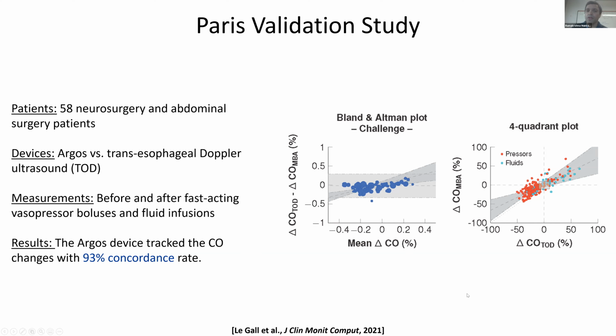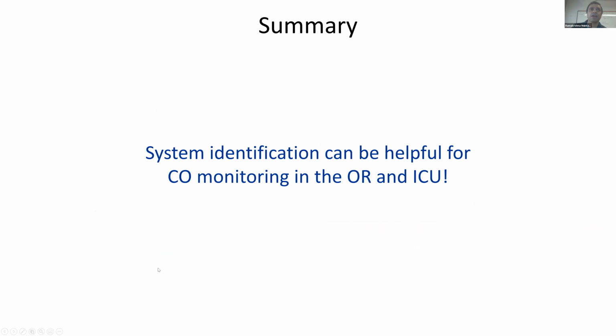For example, the direction of its measured cardiac output change was the same as that of transesophageal Doppler 93% of the time. So in sum, system identification can be helpful for cardiac output monitoring in the OR and ICU.